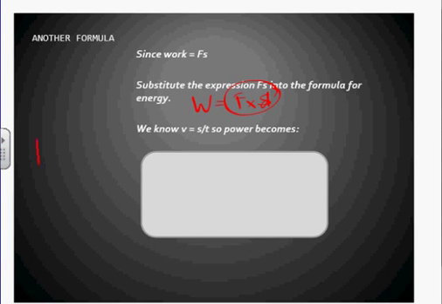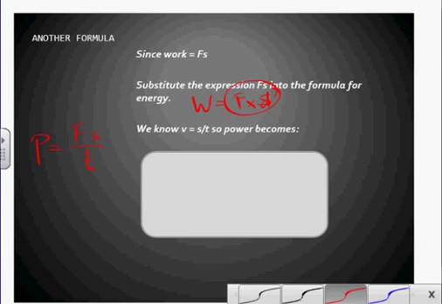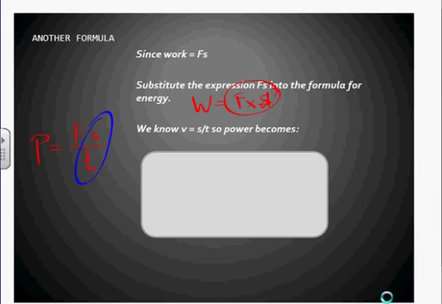So P equals, where's work in this formula? It's at the top there. So it's Fs divided by time. Hope you notice that that part there looks familiar. It looks like velocity. So if we simplify it, we get a new equation: power equals force times velocity. This equation is quite useful. If you're applying a force to something and it's going at a certain velocity, the velocity tells you the rate at which you're applying that force over a certain distance, and so you must be using some power.